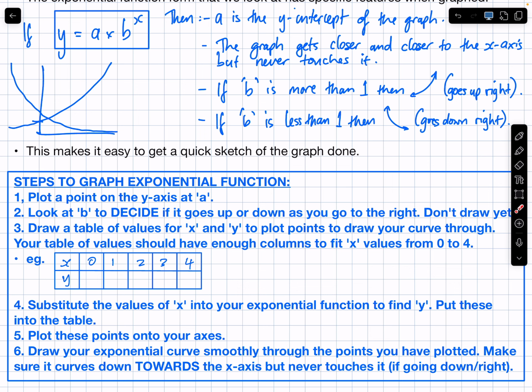y when x is equal to 2. 0.5 times 2 squared. 2 squared is 4. 0.5 times 4. Four halves is going to be 2. y when x is 3. 0.5 times 2 to the power of 3. 2 to the 3 is going to be 8. These are year 11. 2 to the power of 3 is 8. 0.5 times 8 is going to be 4.